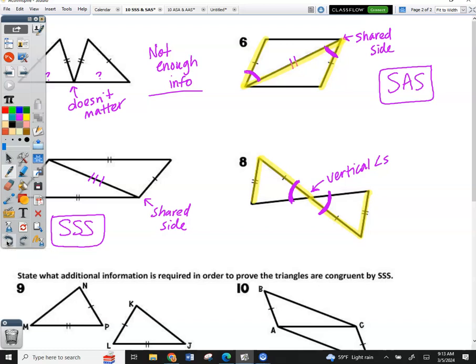I definitely do have 2 pairs of congruent sides. I definitely have 1 pair of congruent angles. But the location of them does not meet the side angle side requirement. So there's not enough info.